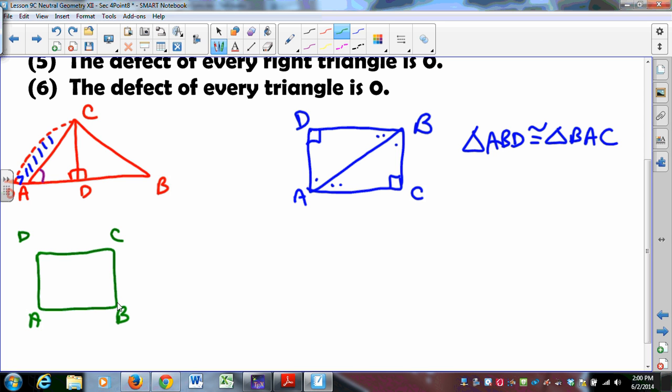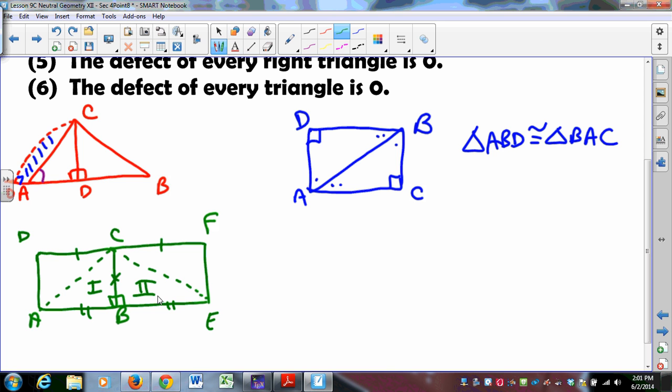So here's what I'm going to do. I'm going to extend this all the way out here so that these are congruent. And I'm going to extend this all the way out there so that those are congruent. And I argue that AEFD is a rectangle. So just drawing a couple of segments here, basically some of the diagonals of the rectangles, I've got right angles here. I've got this congruent to itself. So triangle 1 is congruent to triangle 2.